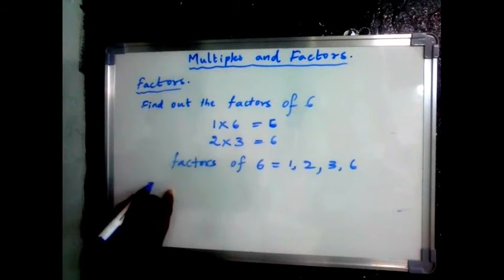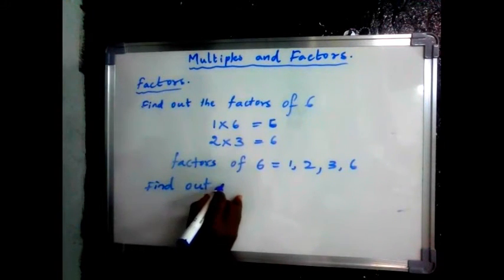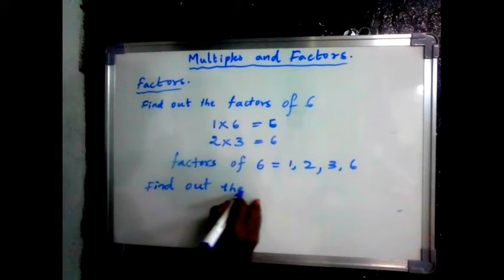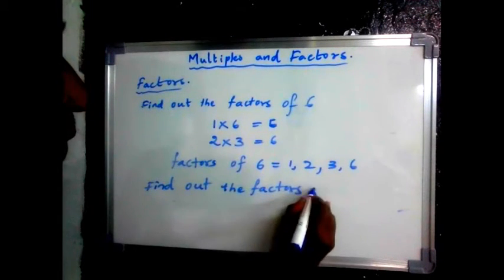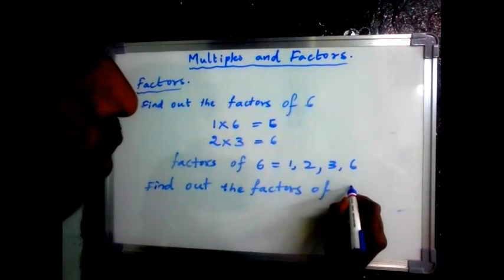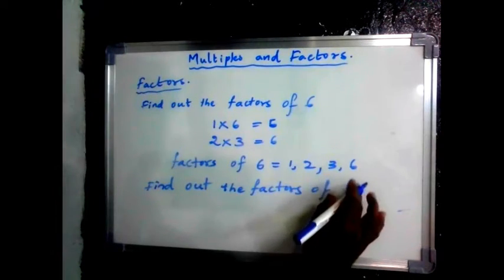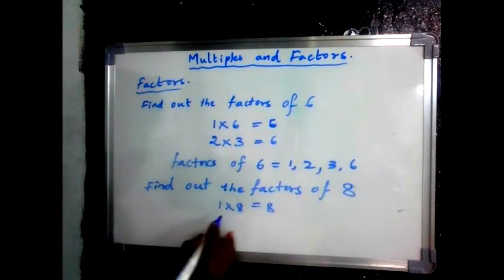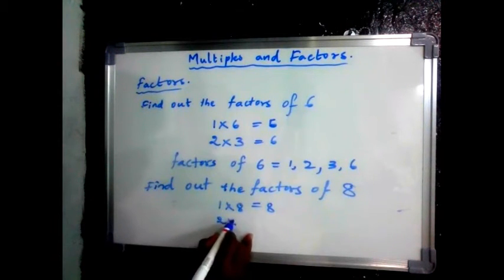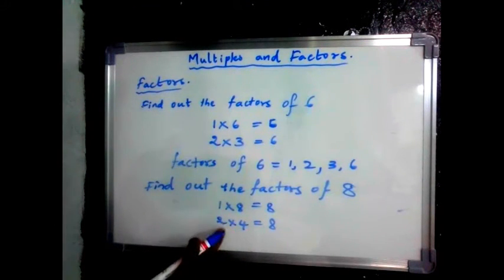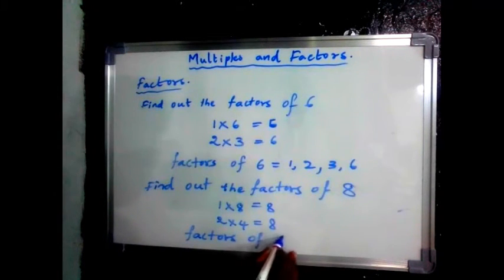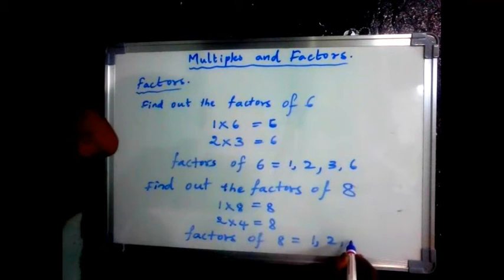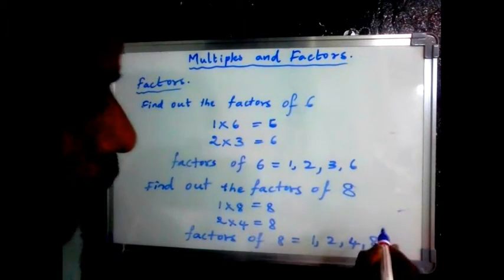Next, in the same way, find out the factors of 8. 1 × 8 = 8, 2 × 4 = 8, only 2 tables. 4 × 2 = 8, 8 × 1 = 8. So the factors of 8 are 1, 2, 4 and 8.